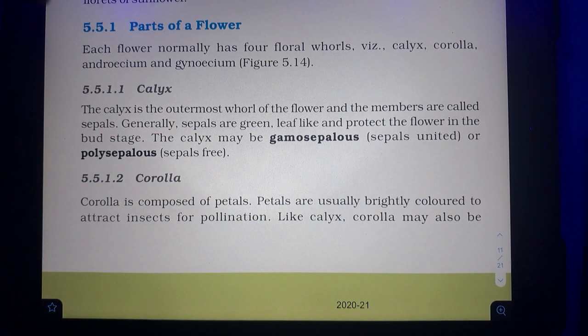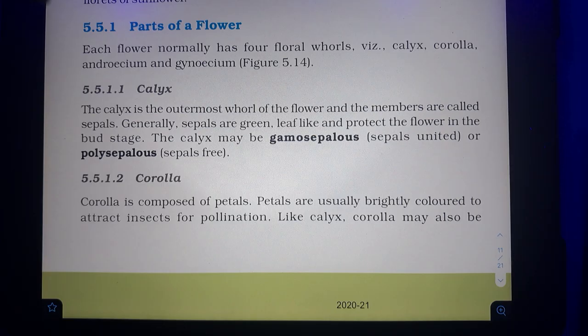Parts of a flower. Each flower normally has four floral whorls: calyx, corolla, androecium, and gynoecium. Calyx is the outermost whorl of the flower, and its members are called sepals. Generally, sepals are green, leaf-like, and protect the flower in bud stage.